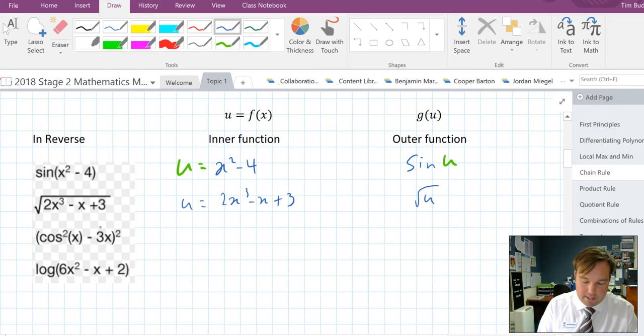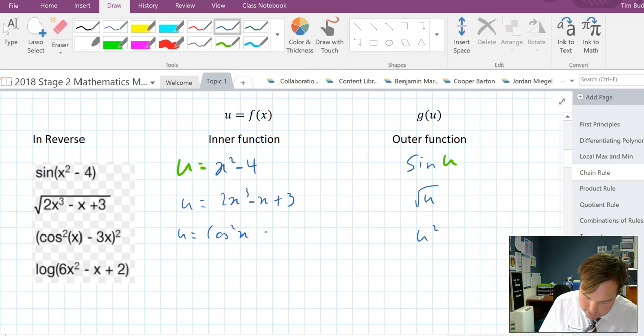This one here is a little harder, but hopefully you can see the entire thing is being squared, so it's u squared there, and the inside function is cos squared x minus 3x. Or here, the inside function is 6x squared take x plus 2, and the outer one is log x, or log u.